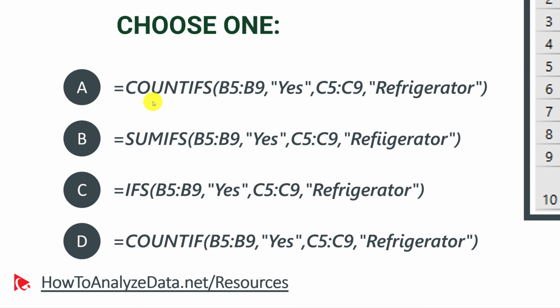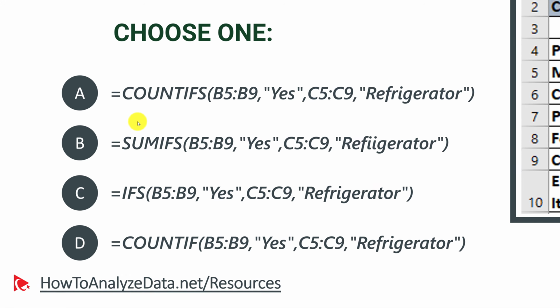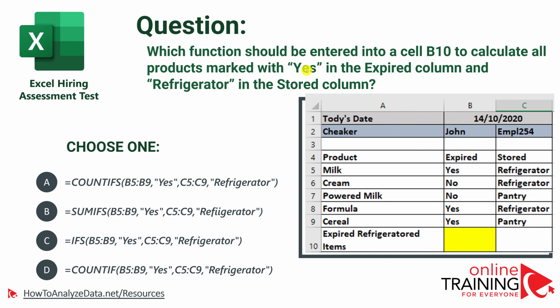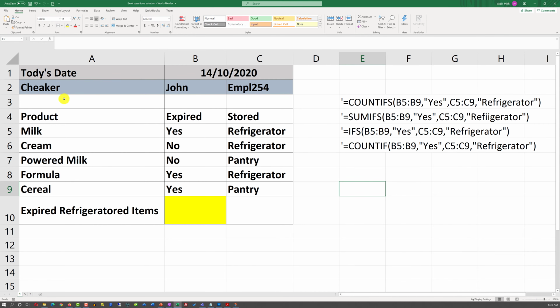If you look at the choices presented here, you can reasonably assume that you are asking to calculate the count of products that meet certain criteria. And there are two criteria that are presented: yes in the expired column and refrigerator in the stored column. And it might be becoming clear to you that there are two data tables built in one.